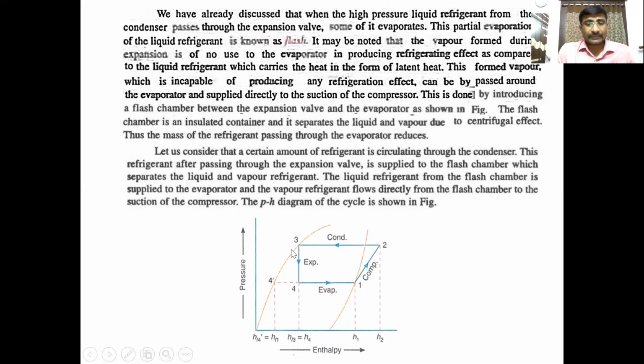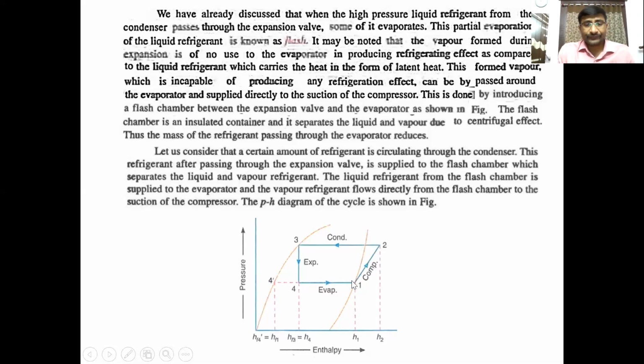Some of the liquid particles at point 3 will be converted to vapor and we will get state point 4. At this point, we have some liquid and some vapor. So at point 4, we locate the flash chamber, between the expansion valve and the evaporator. In the flash chamber, the vapor part is separated from 4 to 1 and the liquid part from 4 to 4 dash. That means 4 dash is purely liquid. At 4 dash, the liquid refrigerant is sent to the evaporator.